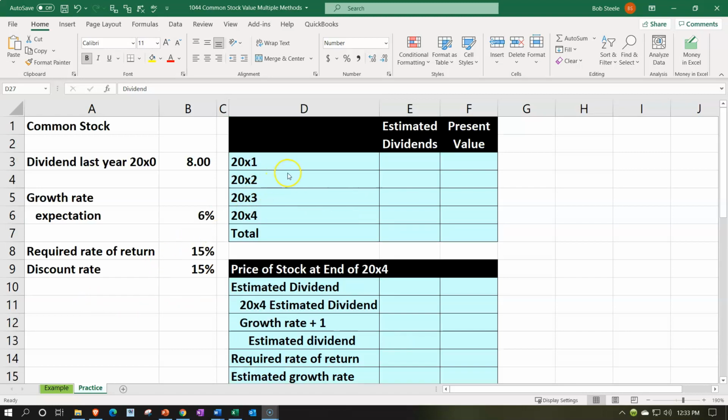So let's start off by thinking about what we think the dividends will be into the future and see if we can present value that stream to the current day. And then we'll present value what we believe the value of the stock will be to the current day.